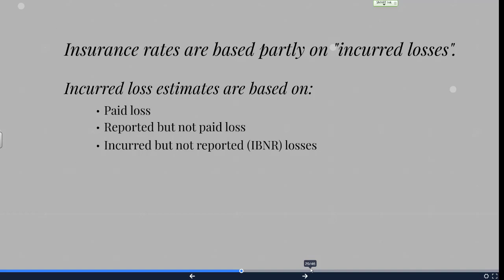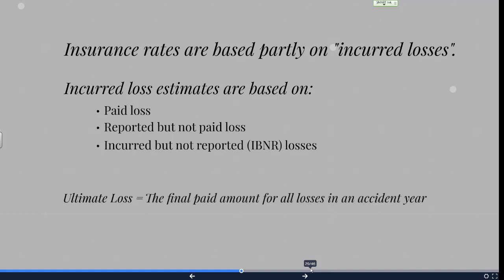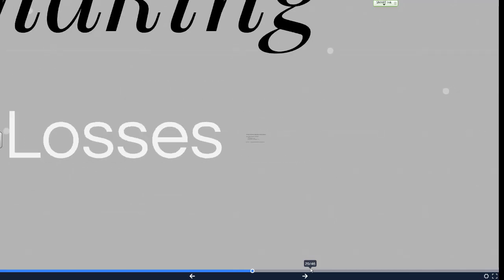Reported but not paid losses may still be somewhat uncertain, but of course, the most uncertain are the incurred but not reported losses. Also, another term you should be familiar with is ultimate loss. The ultimate loss is the final amount paid for all losses in an accident year. We'll talk about the phrase accident year in a moment. In the end, rates will be based on the ultimate loss.